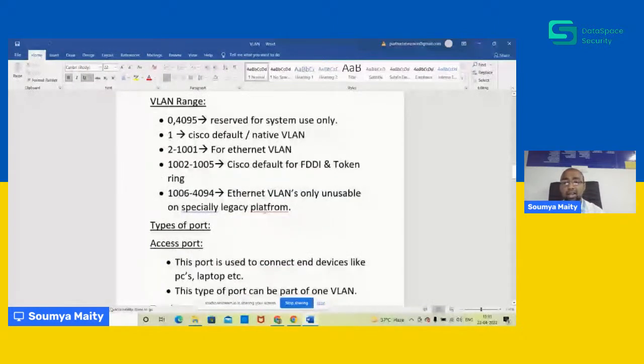Next is VLAN range. 0 and 4095 are reserved for system use only, and 1 is the Cisco default or native VLAN. It is there by default, so we can also call it administrative VLAN. Next, 2 to 1001 is for Ethernet VLANs, which we can manually create. Next is 1002 to 1005. This is the Cisco default for FDDI and token ring. Next, 1006 to 4094 is for Ethernet VLANs only, unusable on some legacy platforms.